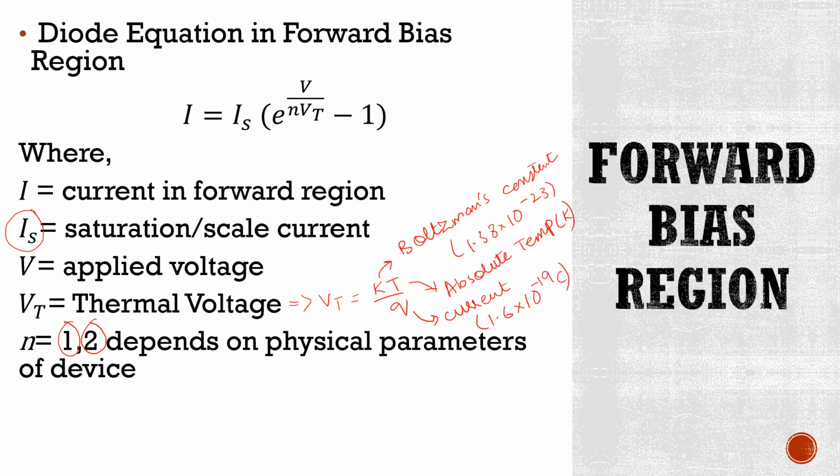Now at room temperature, that is 20 degrees centigrade, when we put this value of Boltzmann constant and this value of charge in this equation, we get Vt is equal to 25 millivolts or 0.025 volts. So in approximate circuit analysis, we use this value of thermal voltage at room temperature.